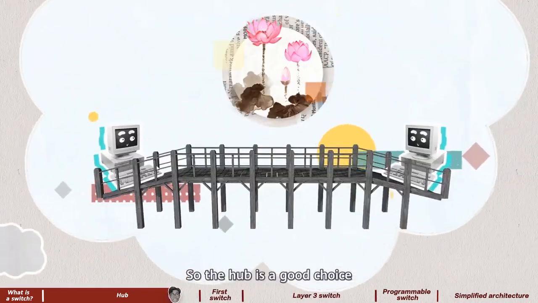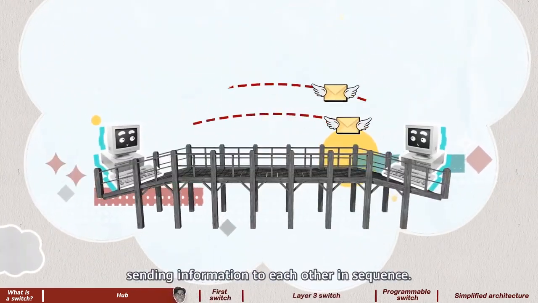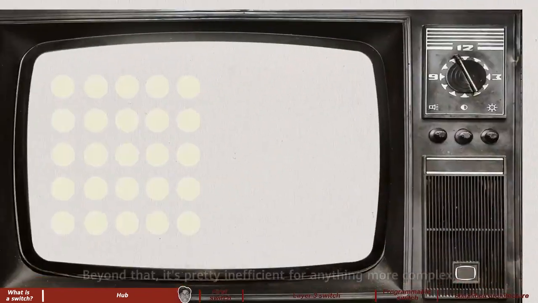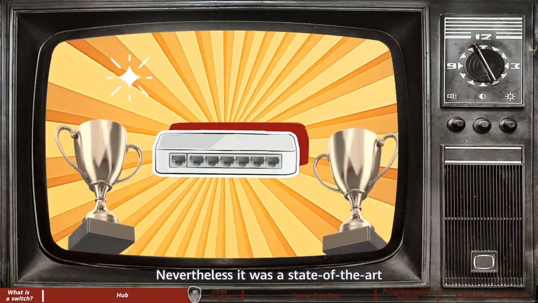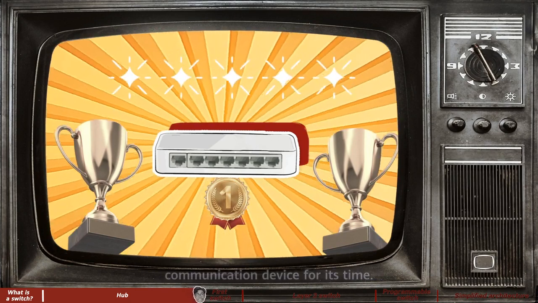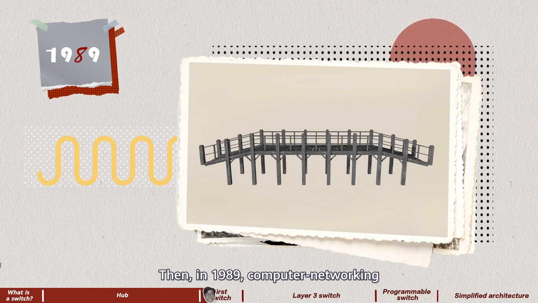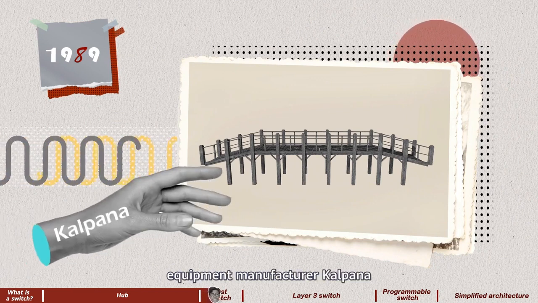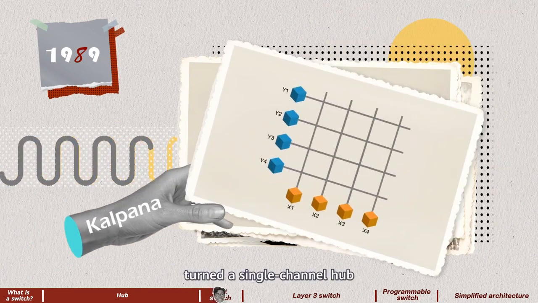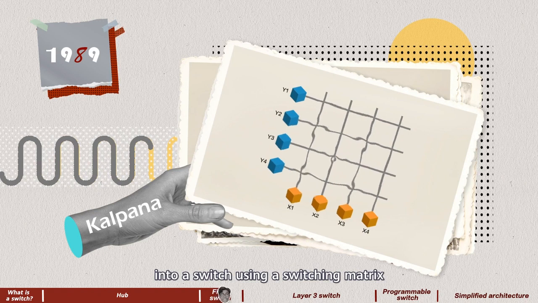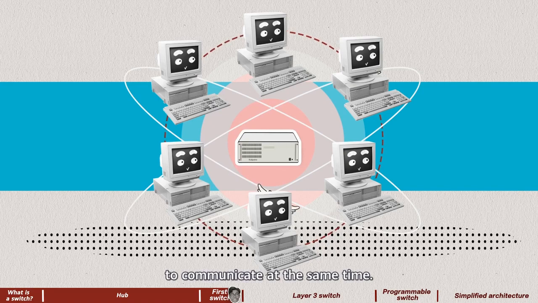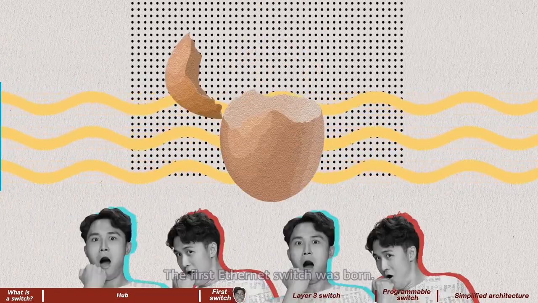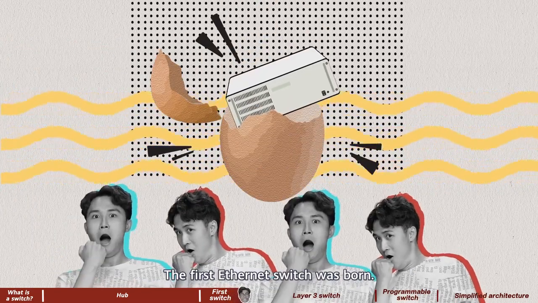So, the hub is a good choice when there are just 2 computers sending information to each other in sequence. Beyond that, it's pretty inefficient for anything more complex. Nevertheless, it was a state-of-the-art communication device for its time. Then, in 1989, computer networking equipment manufacturer Kalpana turned a single-channel hub into a switch using a switching matrix, allowing multiple computers to communicate at the same time. The first Ethernet switch was born.